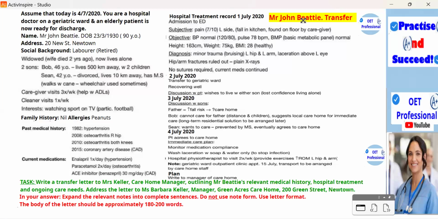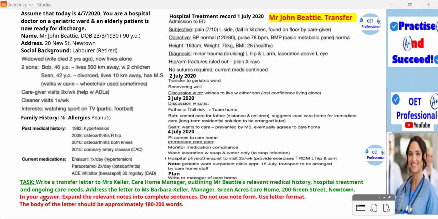Mr. John Beattie transfer letter. Let's read the task first. Write a transfer letter to Mrs. Keller, care home manager, outlining Mr. Beattie's relevant medical history, hospital treatment, and ongoing care needs. Address the letter to Miss Barbara Keller, manager, Green Acres Care Home, 200 Green Street, Newtown.